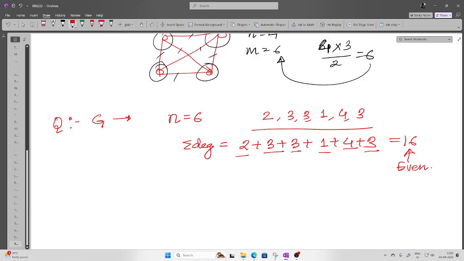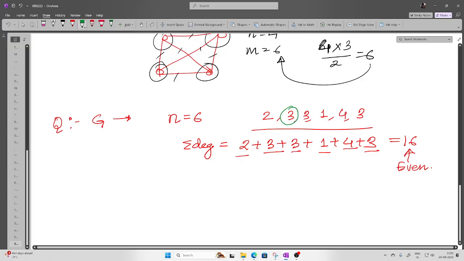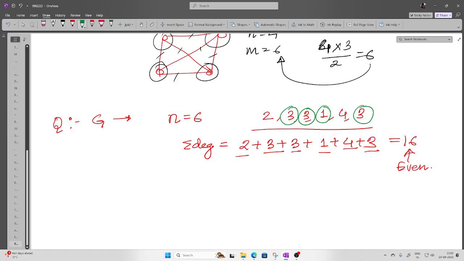But again, we have to check how many vertices are there in this particular graph which are having odd degree. So 1, 2, 3, 4. So 4 vertices are there whose degree is odd. So therefore this number 4 is even. So again this is possible. Okay, now this is a possible case.